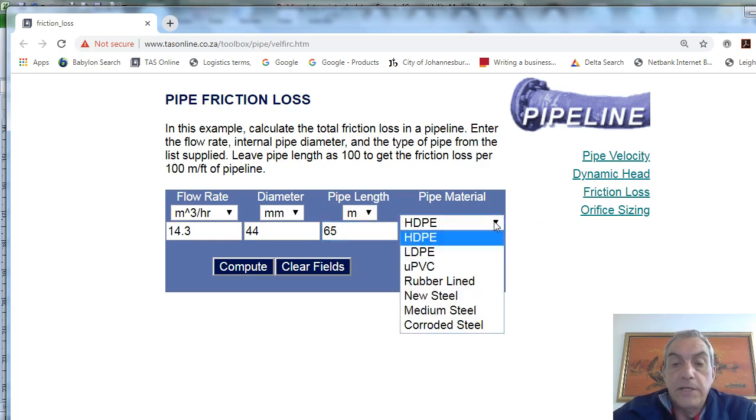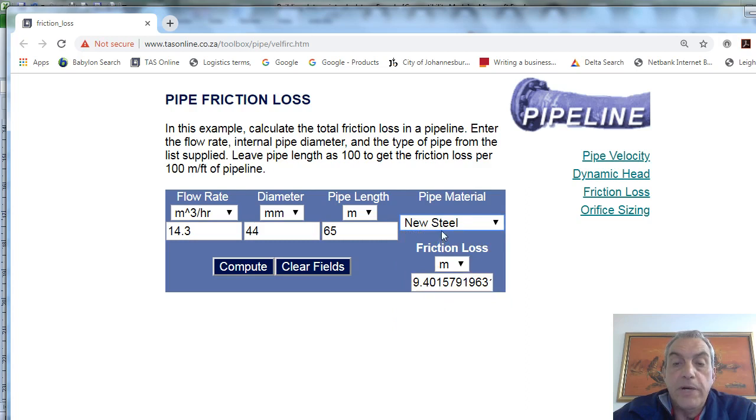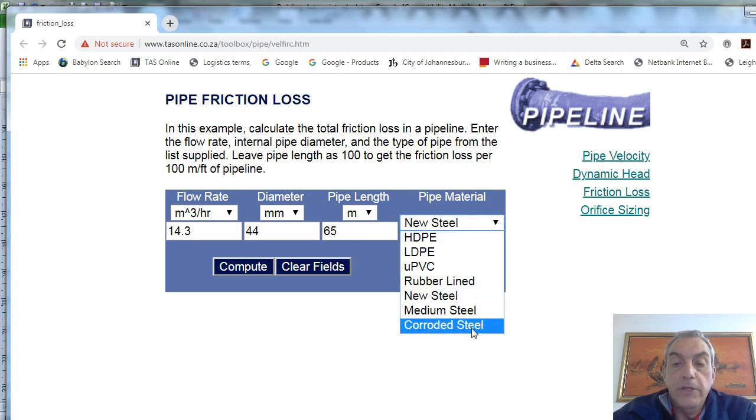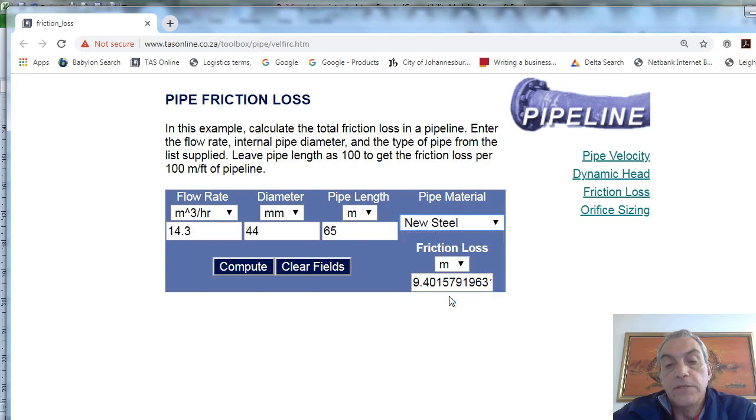And what's handy about this calculator is that it gives you the different options of pipe materials. So we would have high density polyethylene, low density polyethylene, UPVC, rubber lined. Now between galvanized and copper pipe, we would work on new steel. If it was an old building with galvanized pipe, we would talk about corroded steel. It will work out the friction differently. But let's assume this is a fairly new building and we're going to use new steel.